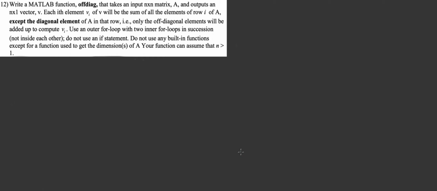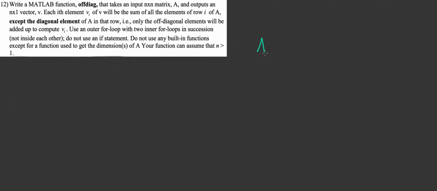Number 12, we're going to create a function called offDiag. We're going to take any input n by n matrix A, and we're going to create a column vector V, which is n by 1. Each element of V is going to be the sum of all the elements in row i of A, except the diagonal element. And then we're going to use a for loop with two inner for loops without an if statement. And we cannot use any inbuilt functions except for getting the dimensions.